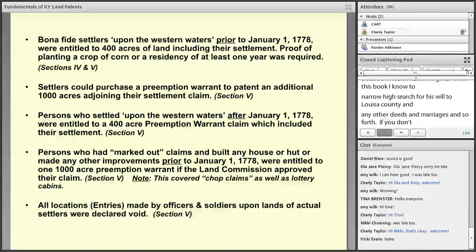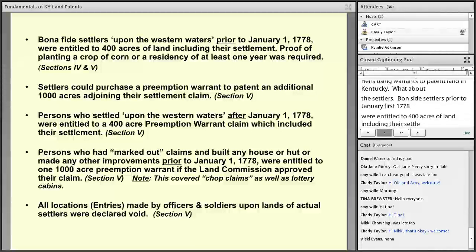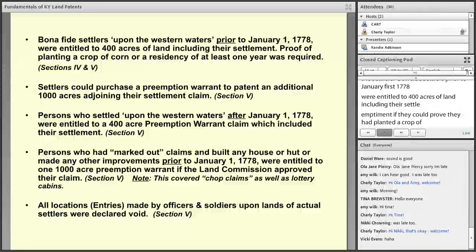Now, we've seen about the French and Indian War soldiers, their heirs or assignees using warrants to patent land in Kentucky. What about those settlers? Bona fide settlers upon the western waters prior to January 1st, 1778 were entitled to 400 acres of land, including their settlement, if they could prove they had planted a crop of corn or they had established at least a one-year residency.